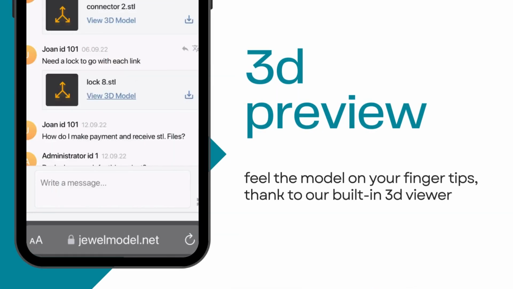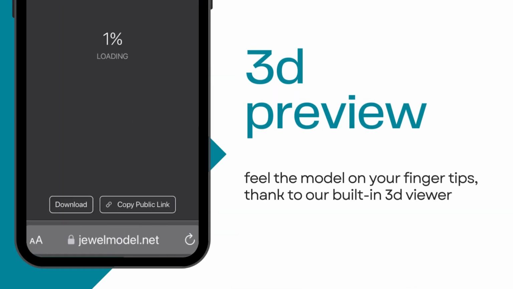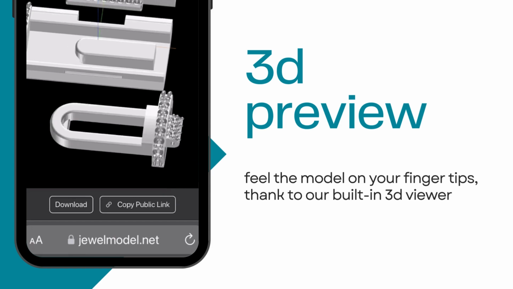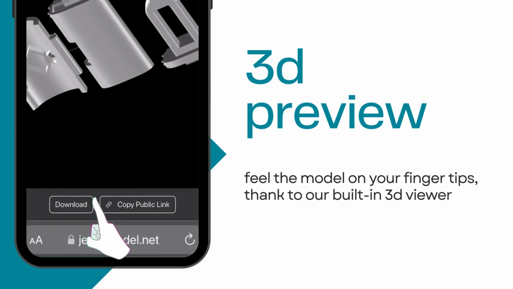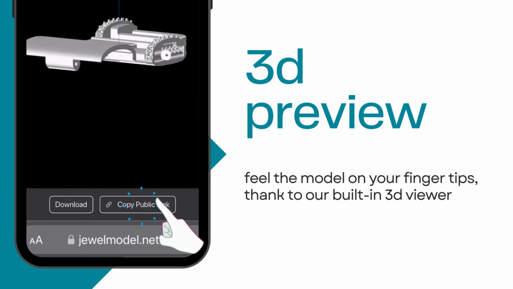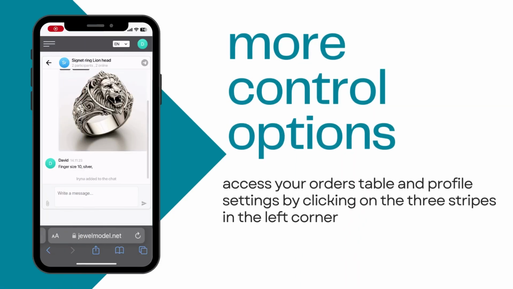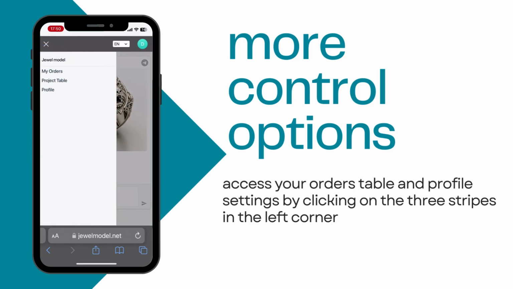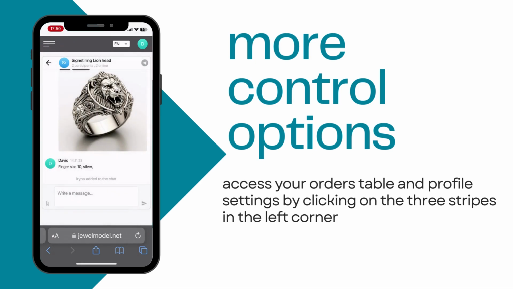The built-in 3D viewer allows you to explore the model from all sides, and you don't even need special software. You can download the 3D model or share the preview with your colleague or client. There are more control options under this button in the left corner. You can access your profile settings and the summary table with all your orders.